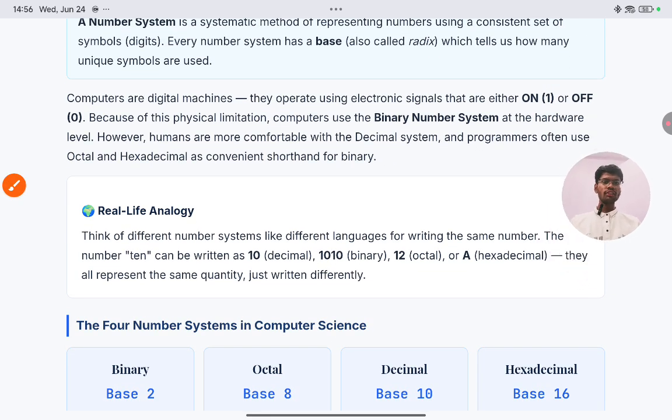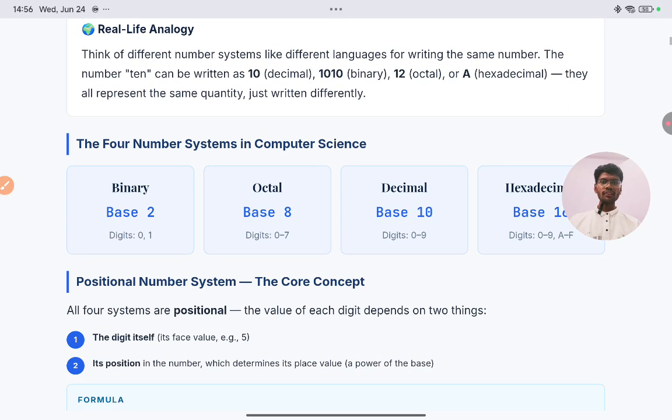Computers are digital machines. They operate on electronic signals that are either in the on state, true or 1, or in the off state, false or 0. Because of this physical limitation, computers use machine language and the binary number system at the hardware level. However, humans are more comfortable with the decimal number system, and programmers often use octal and hexadecimal as convenient shorthand for binary.